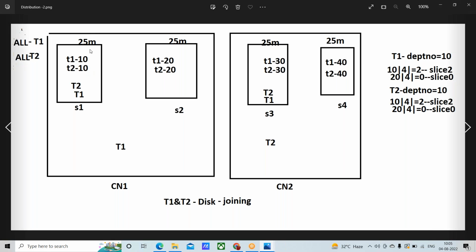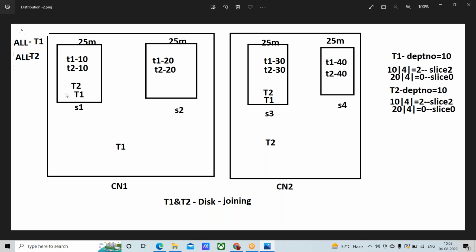Of course, if both the tables are ALL and ALL, there is no problem, because that table's copy is also available in slice one, and this table's copy is also available in slice one. Somnath, you got this point? If both are ALL and ALL.